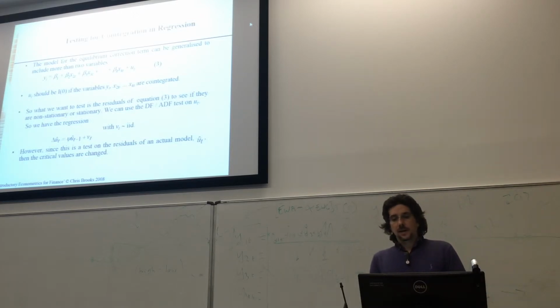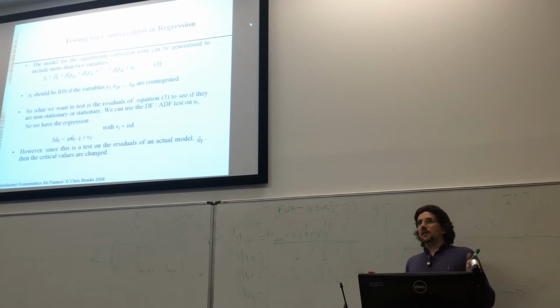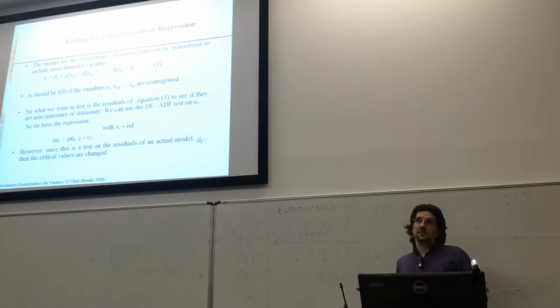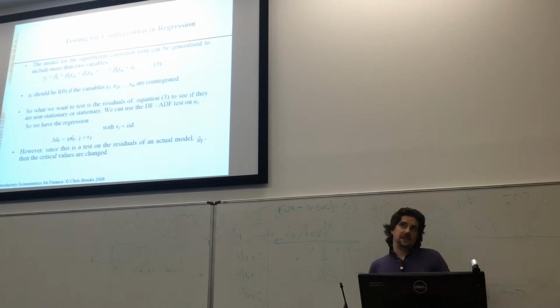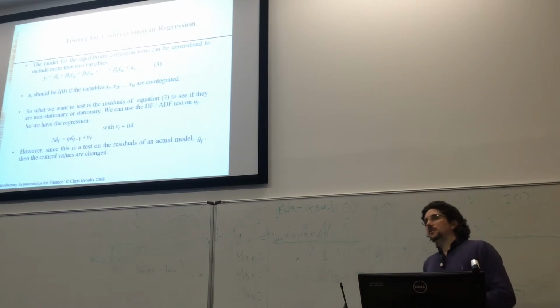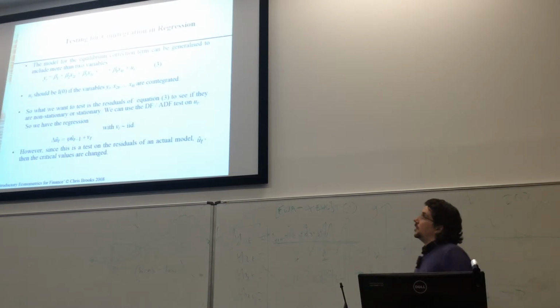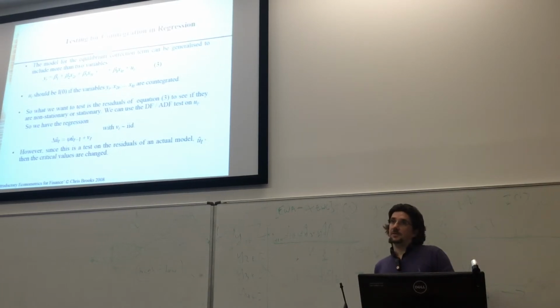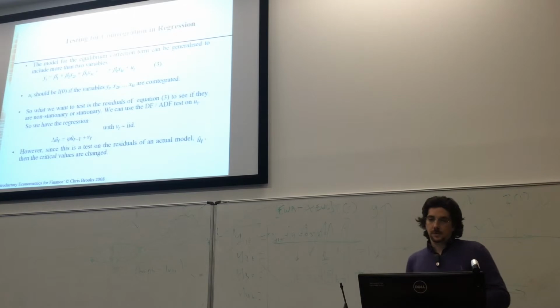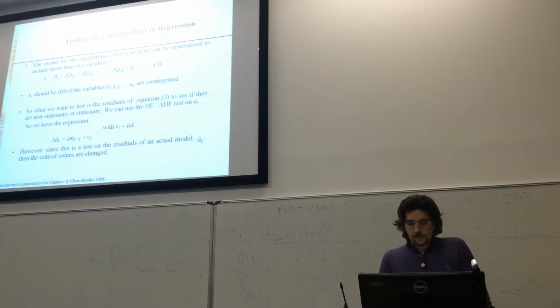Okay. If you just had two non-stationary variables and you ran this regression on them and they weren't co-integrated, and you tested the residuals, they would also be non-stationary. Okay? The only way they can become stationary is if the two variables are co-integrated.